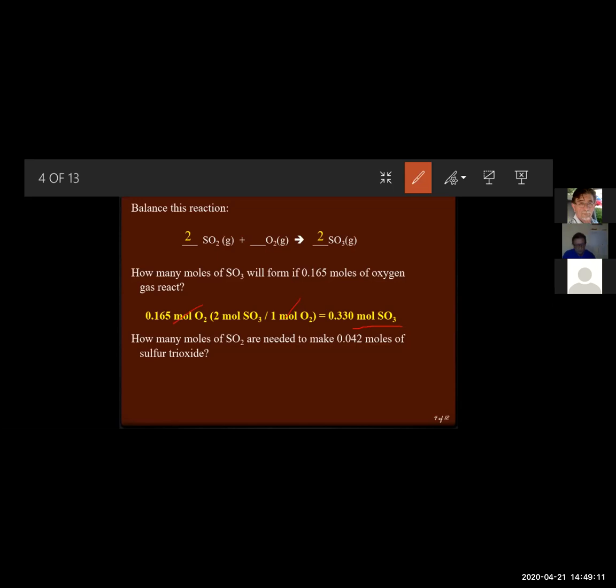So it stands to reason when you think about it that the ratio is 1 to 2. So whatever number I have of oxygen, I'm going to need twice that for sulfur trioxide. If I have 10 billion molecules of oxygen, I need 10 billion times 2 of sulfur trioxide because the relationship is a 1 to 2.